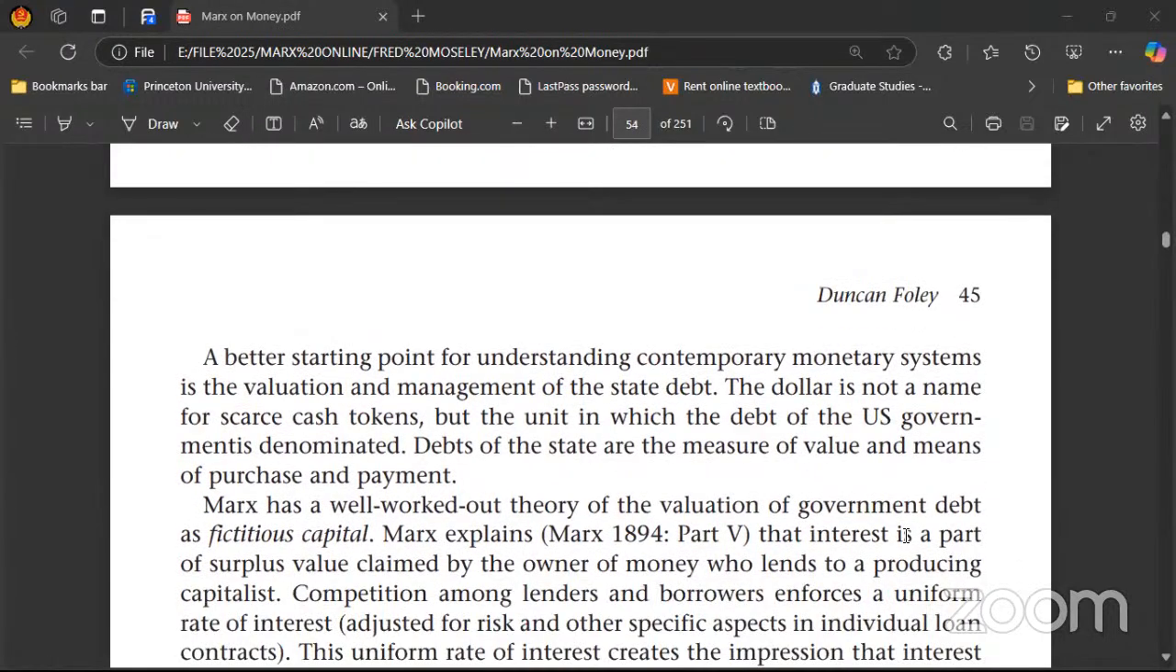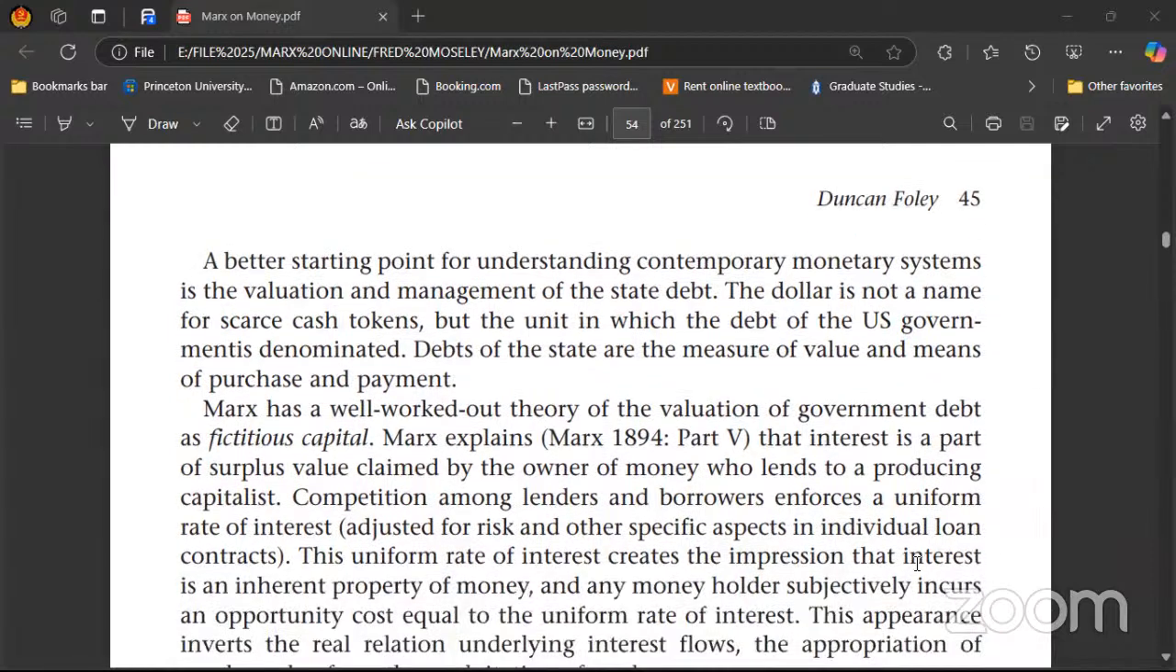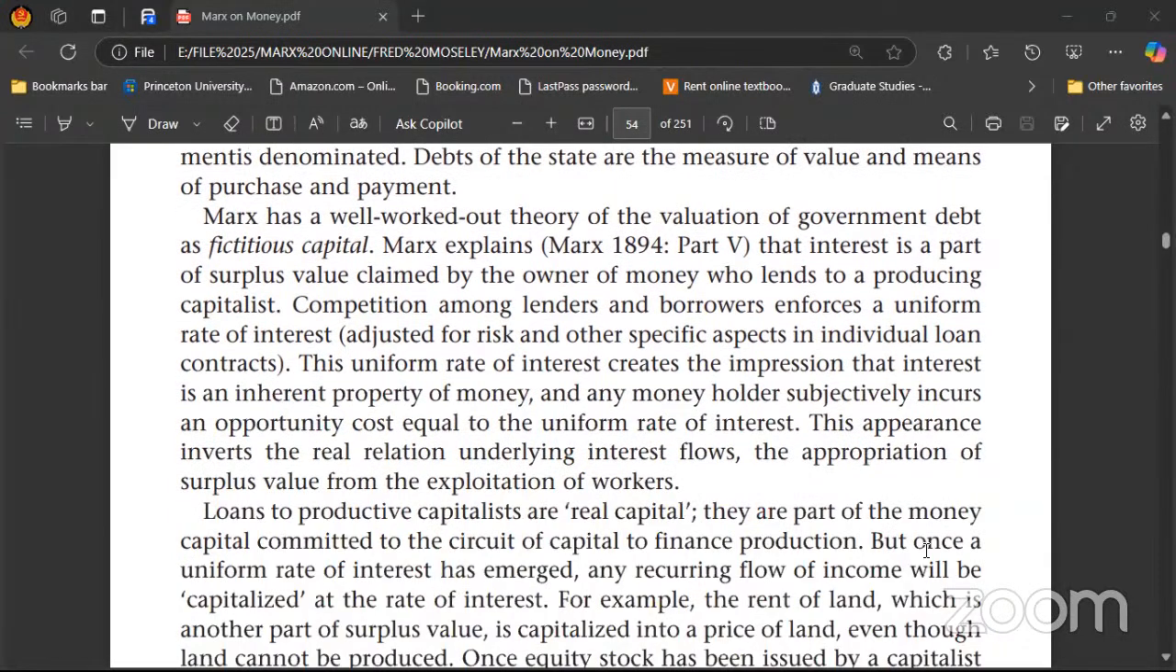Now, a better starting point for understanding contemporary monetary systems is evaluation and management of the state debt. The dollar is not a name for scarce cash tokens, but the unit in which the debt of the U.S. government is denominated. Debts of the state are the measure of value and means of purchase and payment. Now, Marx has a well-worked-out theory of the valuation of government debt as fictitious capital.